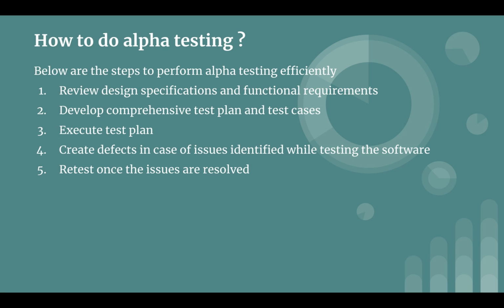Now how to do alpha testing? Alpha testing can be done in different steps. The first step is reviewing the design specs and understanding functional requirements. Once they understand these, they build a test plan and test cases. Then they execute each test case one by one. If they find any issues, they will create a ticket, an issue, or a bug and follow up with the developers. Once the developers fix it, they will retest it so that all the issues are fixed, and then they go for beta testing.